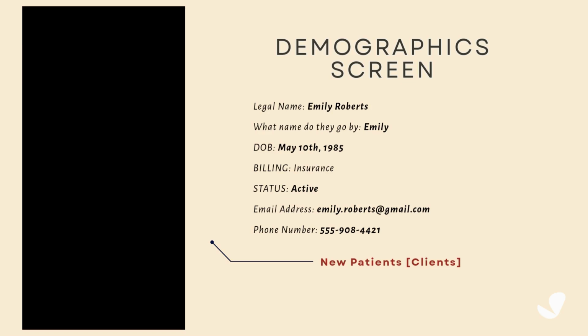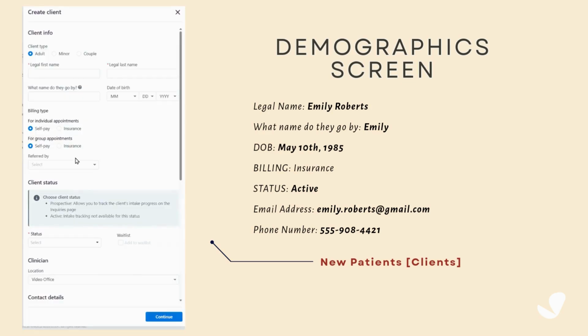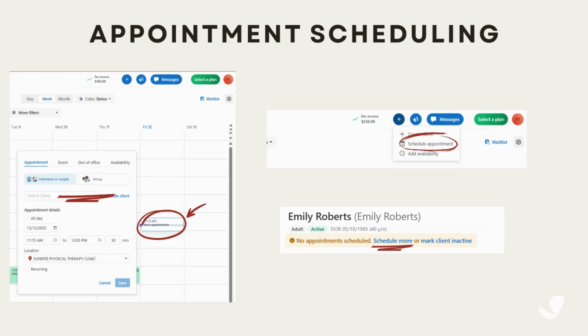Once you are there, you will be routed to a pop-up demographics screen. Just input the necessary information for your client: name, date of birth, if they are billed through insurance or anything whatsoever, the status, the email address, as well as their phone number. Next is their appointment schedule.